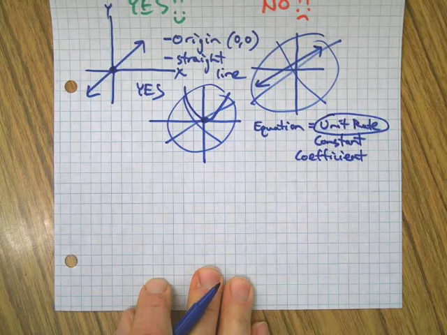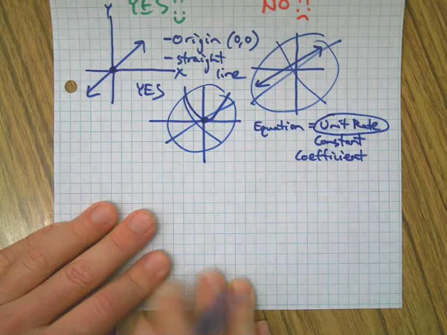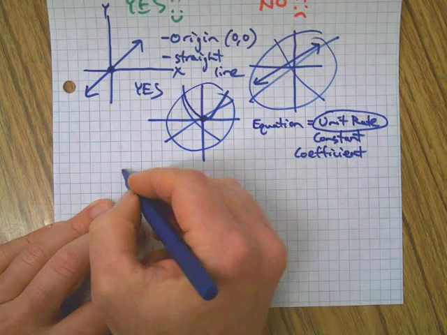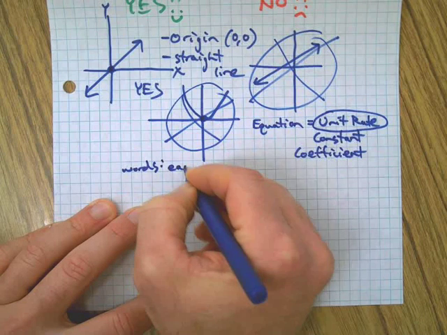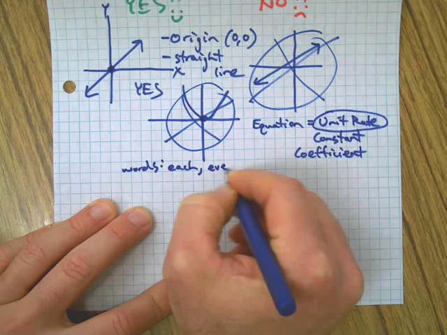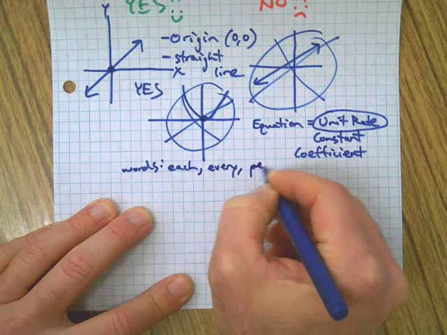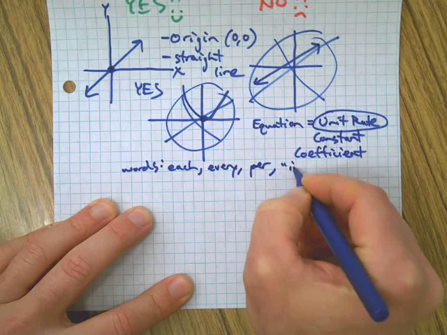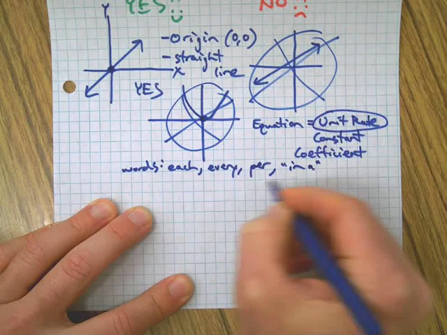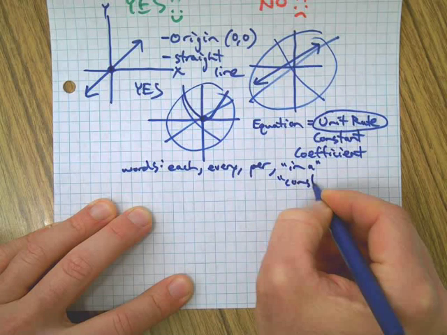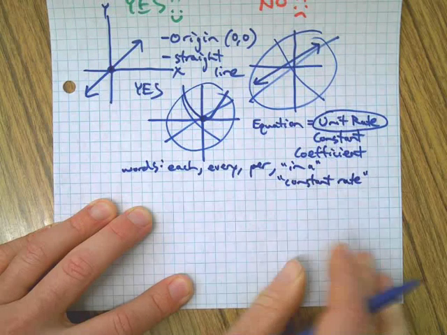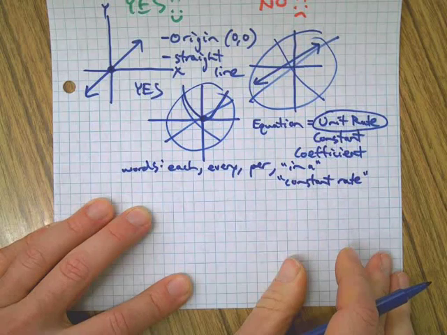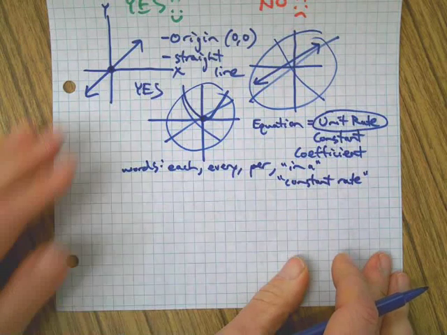Okay? The unit rate is simply something, when you're reading a word problem, you're going to see a word like each, every, per, in a. You might see words like constant rate in a word problem. Okay, these are all key words that are telling you that there is a unit rate. So always look for those words.